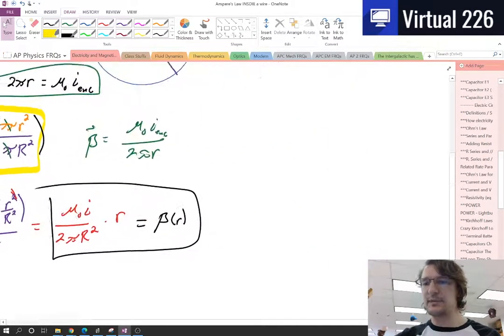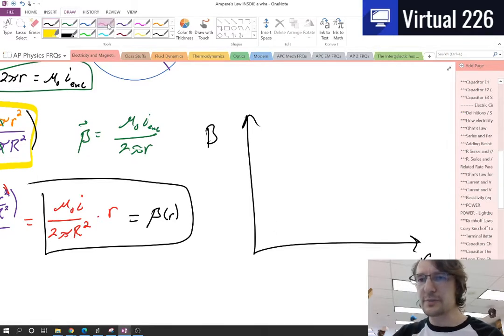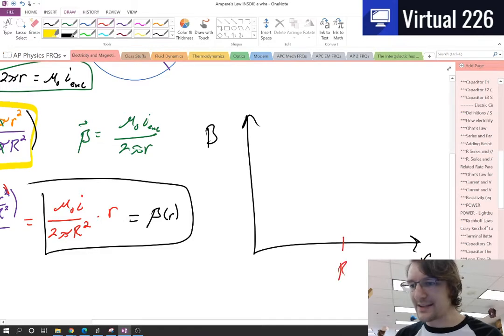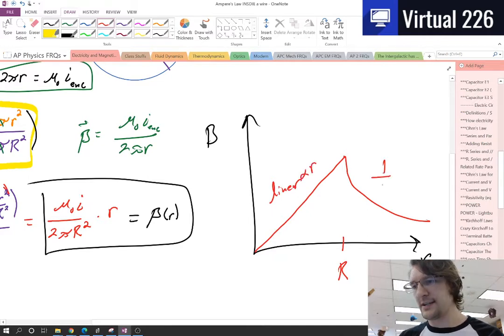It's kind of interesting because if we were to plot the B field as a function of position, your B field is going to be linear when you're inside the wire. It just grows linear, linear, linear. Once you hit the edge of your wire, we know that's mu naught I over 2 pi r, so it's going to fall off as a 1 over r value. So here it's proportional to r, and over on this side it's 1 over r. Kind of a neat way to look at that.